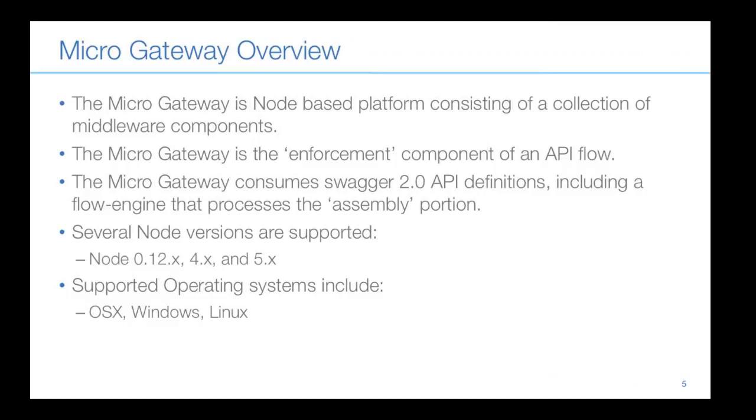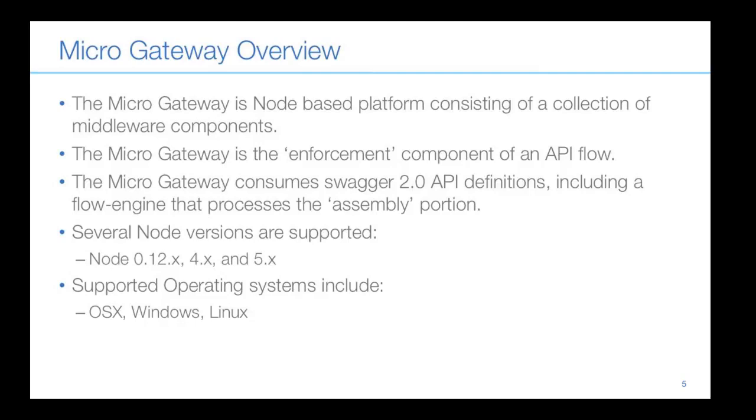We restructured it, added the flow engine so that you would have this architected processing of an assembly section of a Swagger document. It does consist of several pieces of middleware, one of which is the flow engine, and Libra will take us through some of the other middleware components.